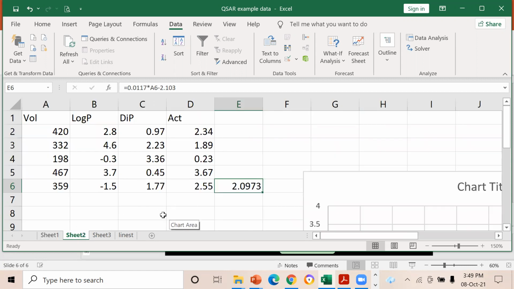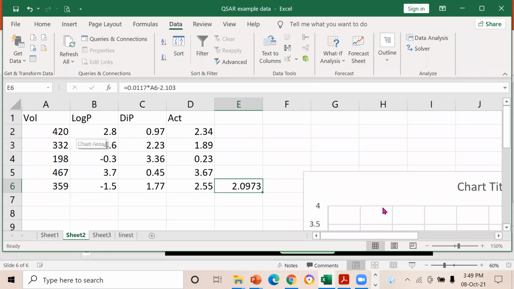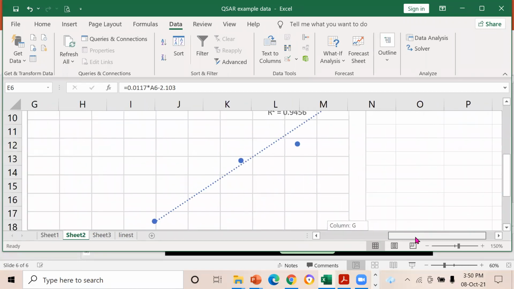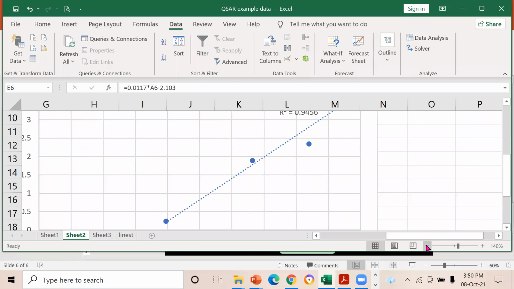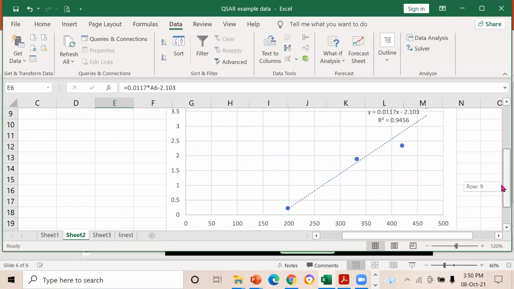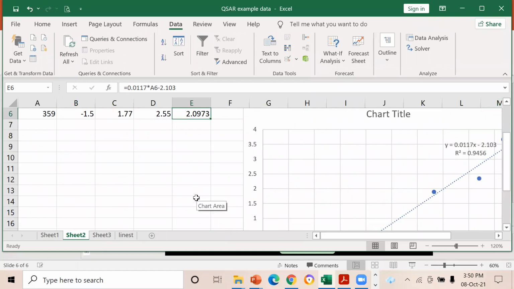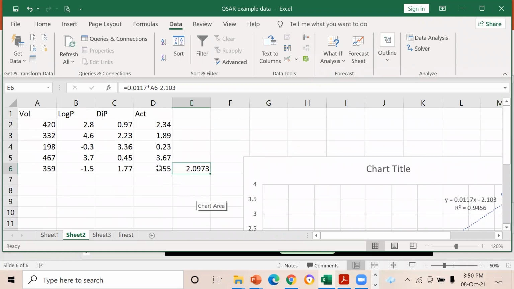What I did was, you have these 5. So I left out this one. I used only the top 4. You can see only 4 data points are there. I did not use the 5th point. And then I developed the equation here, which will be different from what you get if you use all the 5 points. And then I tried to predict using this equation for the 5th point. So it is predicting 2.09, but actually it is 2.55.